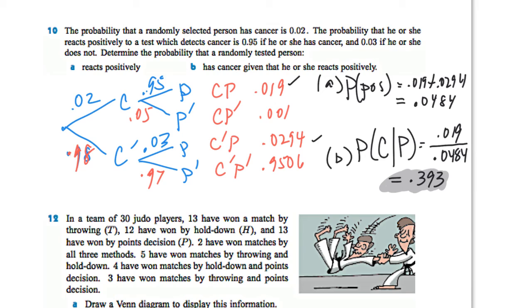It shows you the idea of when tests are given, even though it sounds highly accurate, 95% chance it tests positive for someone who has it, and a pretty low chance, 0.03, of that false negative. But in general, when you put this together, holy cow, given that the test is positive, there's less than a 40% chance the person has cancer.